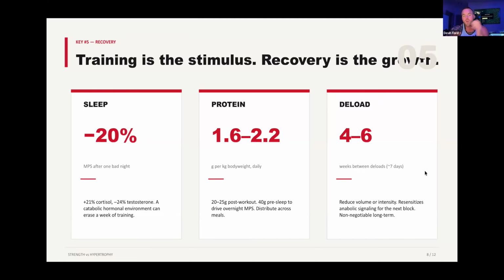Or put another way, if you don't get enough protein in today and you did the strength work, you're taking about a third of the gains away. Now, if you sleep badly and you don't get the protein in, you just took about half of your gains away. That's crazy.